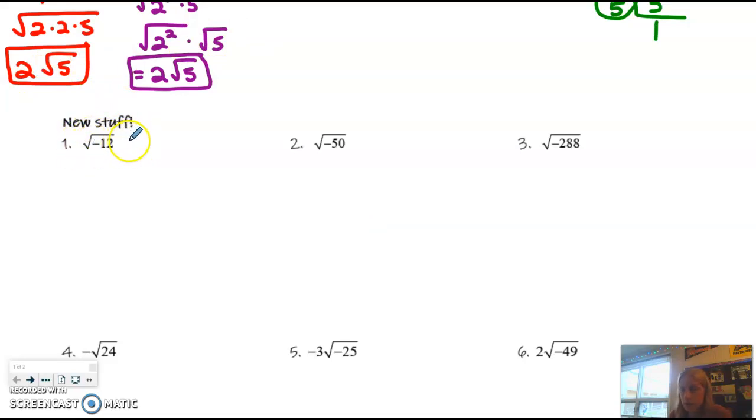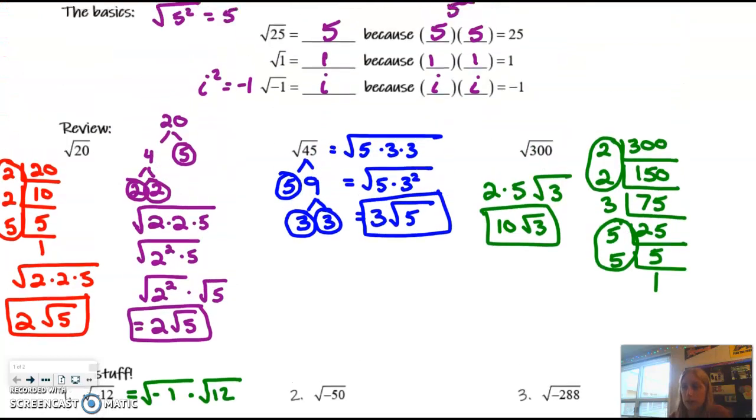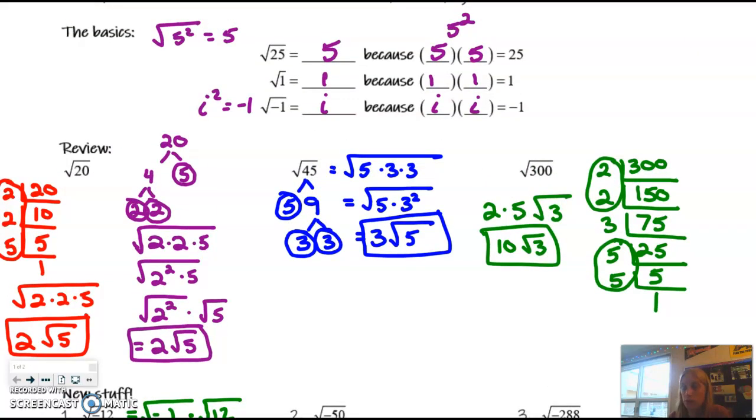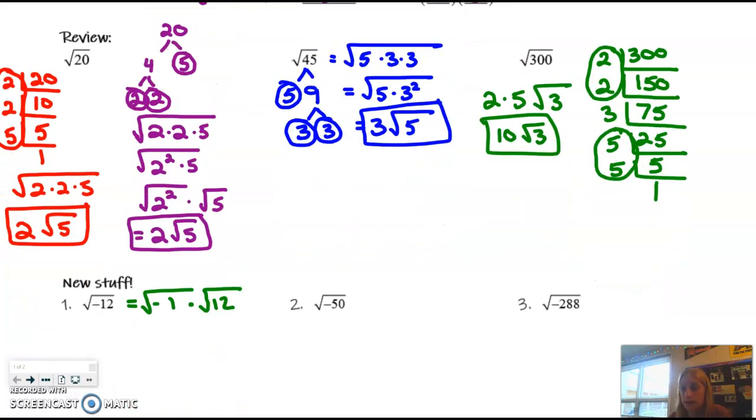I'm going to say, all right, well, the square root of negative 12 is the same thing as the square root of negative 1 times the square root of 12. I just factored out that negative because I don't know what to do with it. I know how to take the square root of 12, but I didn't know how to take the square root of negative 12. So now I'm in luck because I know what the square root of negative 1 is. We defined it way up here at the beginning. The square root of negative 1 is i.